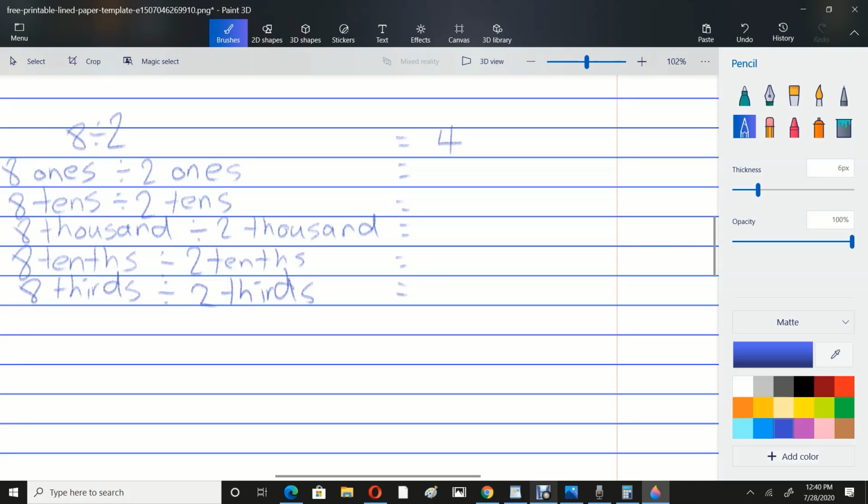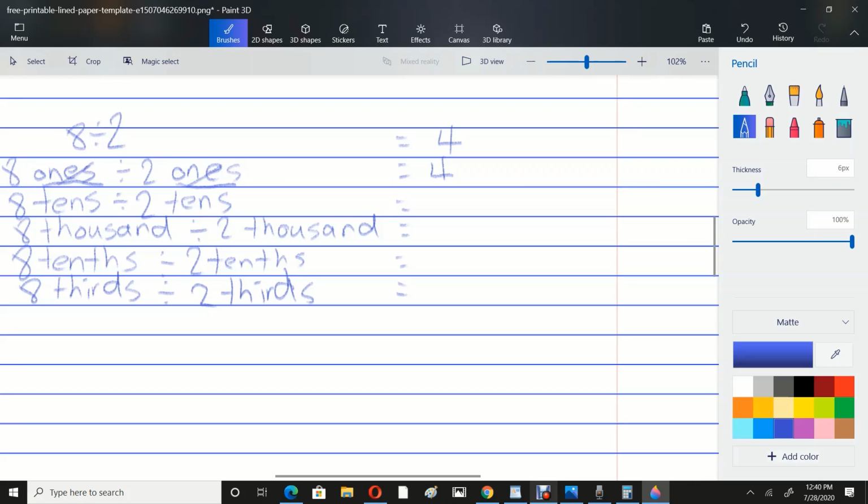Great. But what happens when we add the units behind them? So what's 8 ones divided by 2 ones? Well, did this even change anything from the first problem? Not really. 8 ones and 2 ones are the same as 8 and 2. So 8 ones divided by 2 ones is also going to be 4. So they had similar units behind them, and when we divided, those units essentially disappeared.